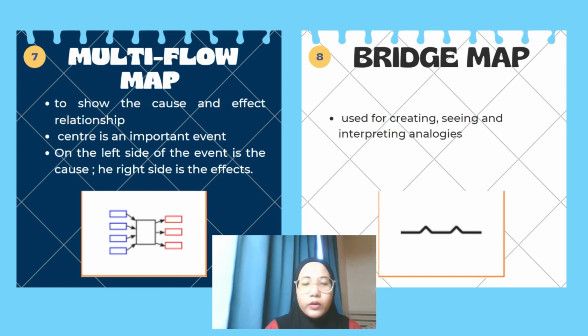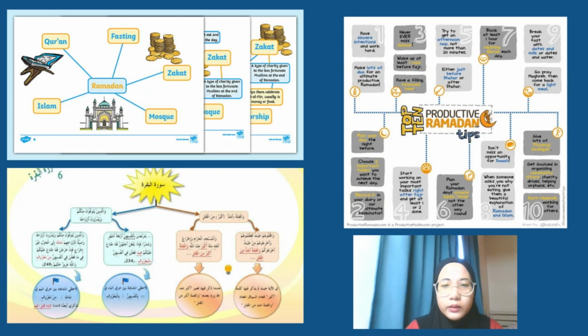Bridge map is for analogies. This map is used for creating and interpreting analogies. So these are the 8 types of maps, and teachers can use these maps in teaching to write notes that are not too specific but informative. So this is an example of how a teacher can use these graphic patterns in Islamic teaching.